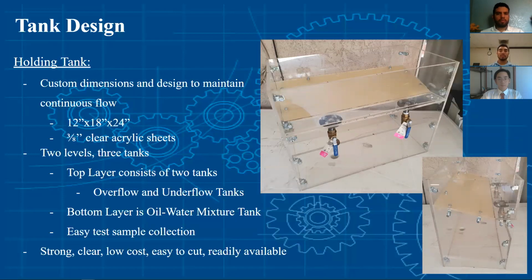The tank consists of 2 different levels and 3 holding chambers. The top level of the tank divides into 2 holding tanks. One of the tanks is where the underflow is collected, and the other tank is where the overflow from the hydrocyclone is collected. These tanks have individual valves that allow the tank to drain back into the bottom layer, which serves as our original mixture's holding tank. Each tank has a perforated lid that can easily be removed for easy sample collection.